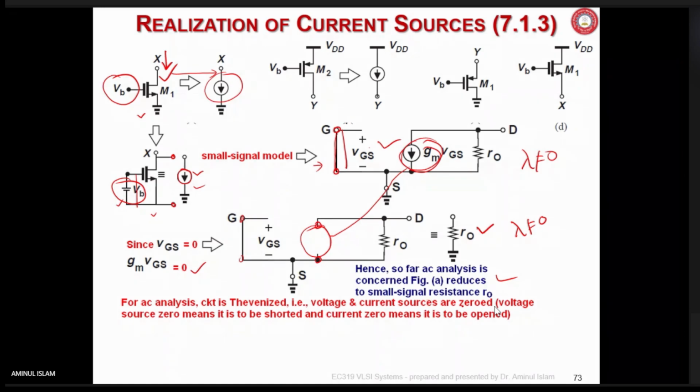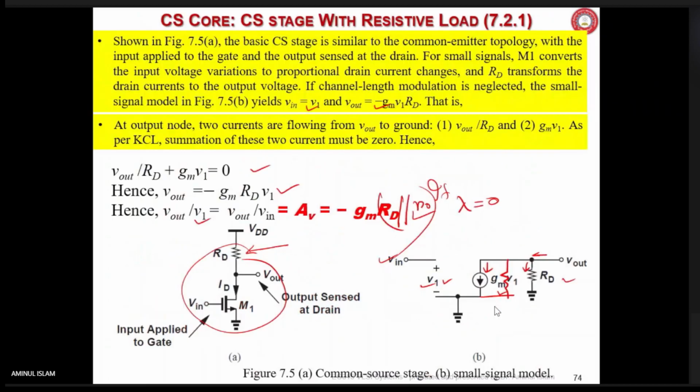That is, voltage and current sources are zeroed. Voltage source 0 means it is to be shorted, and current source 0 means it is to be opened. This is what we have already discussed in the last class. That is what we are repeating again. Now, what we see here, let us try to understand.